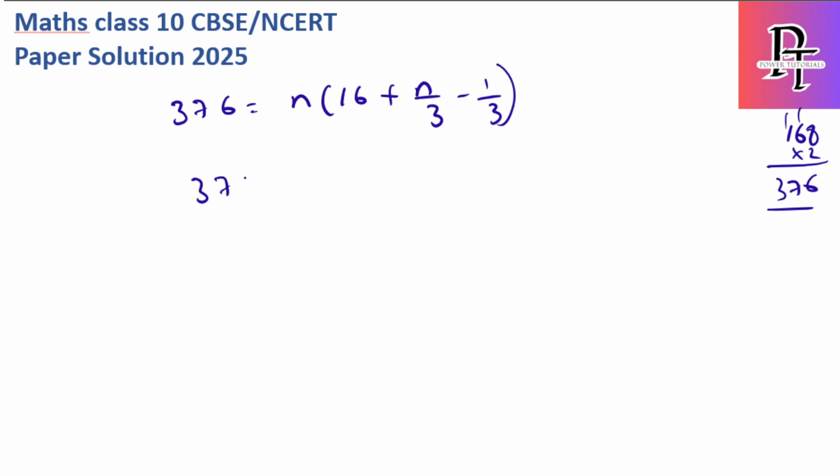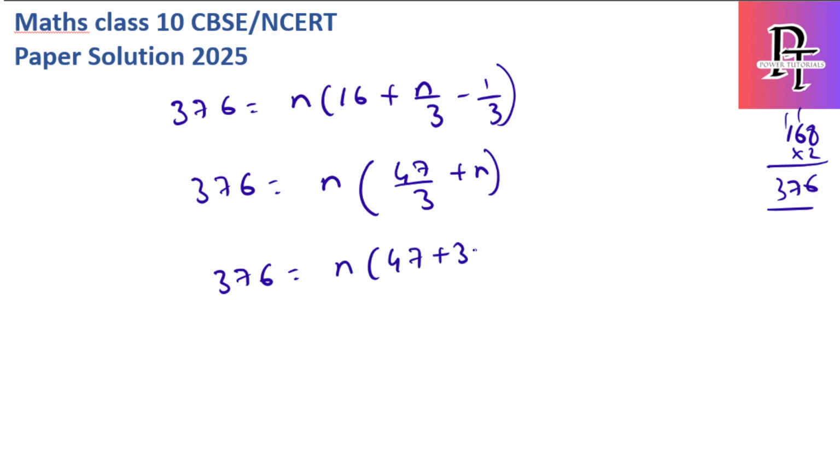Okay, so 376 is equal to n into 16 minus 1 by 3, which is 48 minus 1, which is 47 by 3, plus n. So 376, I can write it as n into 47 plus 3n by 3.